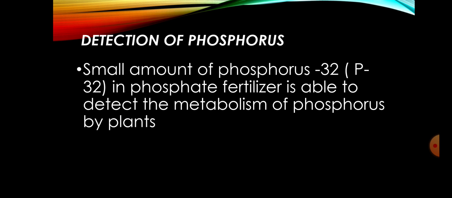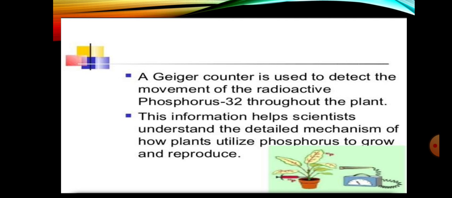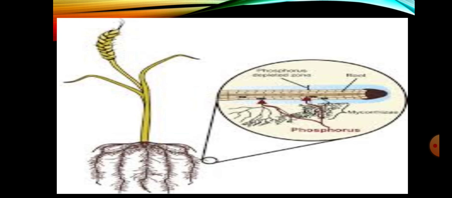Then the radioactive phosphorus: a small amount of phosphorus P-32 in phosphate fertilizer is able to detect the metabolism of phosphorus by plants. A Geiger counter is used to detect the movement of the radioactive phosphorus 32 throughout the plant. This information helps scientists understand the detailed mechanism of how plants utilize phosphorus to grow and reproduce.